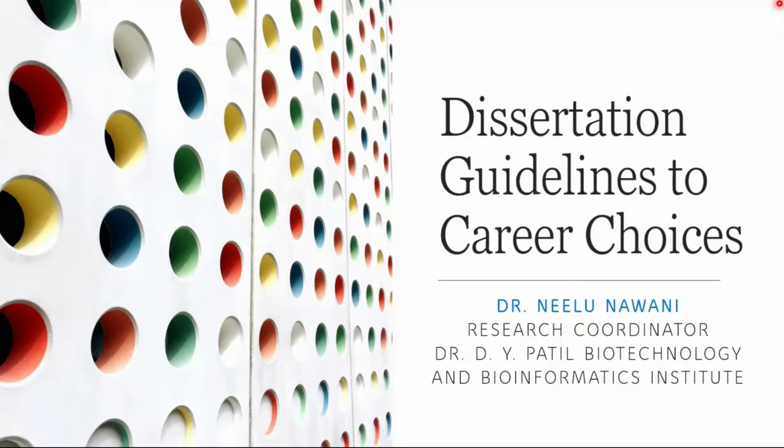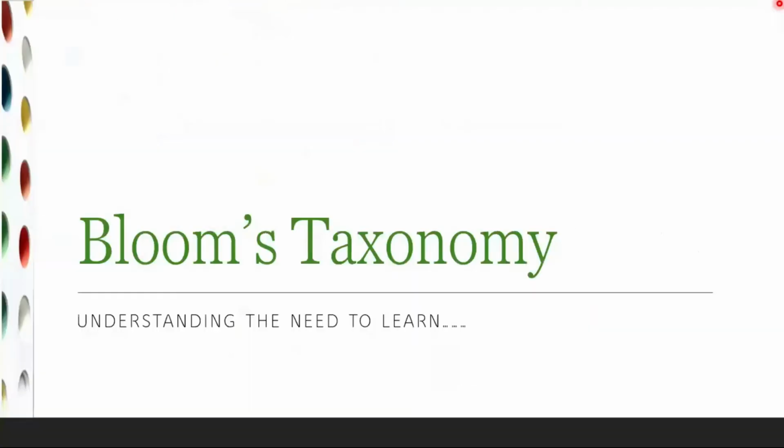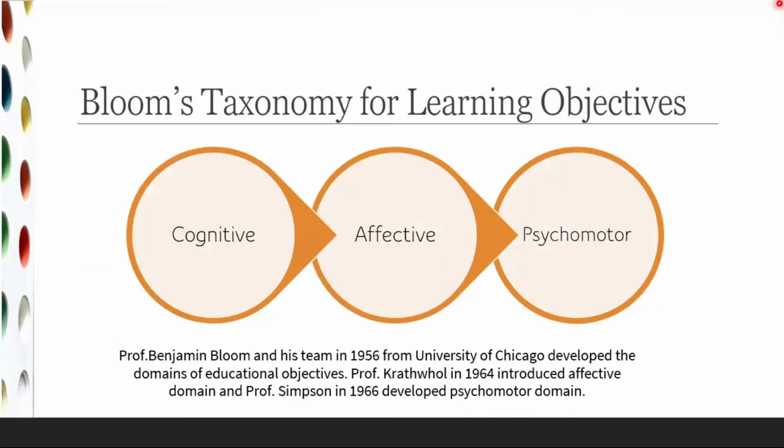So before we go any further on this aspect, I would like you all to know the concept of Bloom's taxonomy in learning. For any subject that we learn, there is a learning objective. And Professor Bloom and his colleagues developed the educational objectives way back in 1960s, which are valid even today. You all need to understand that there are three aspects of learning: cognitive, affective, and psychomotor.